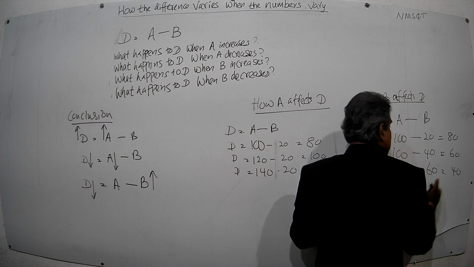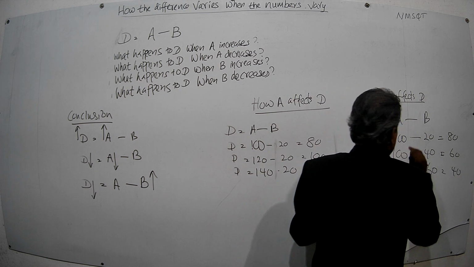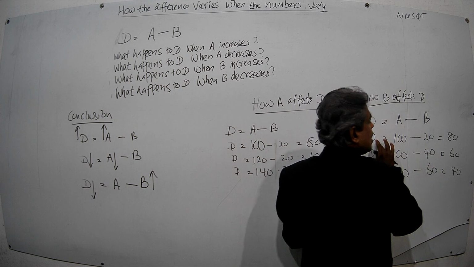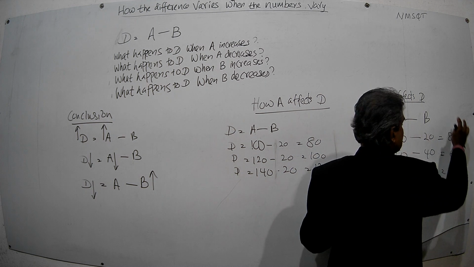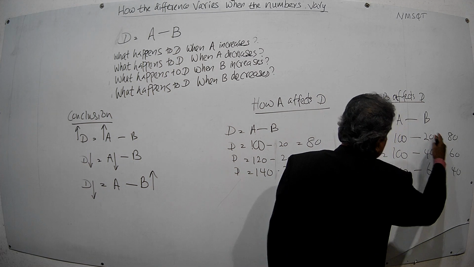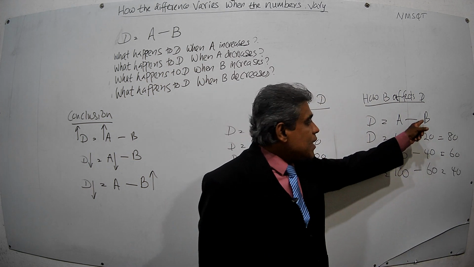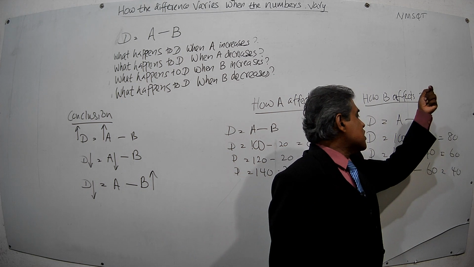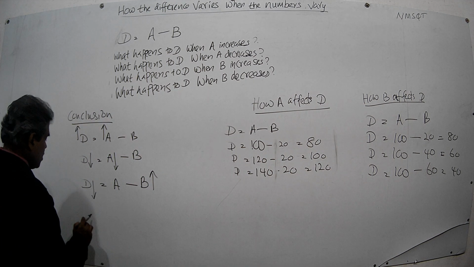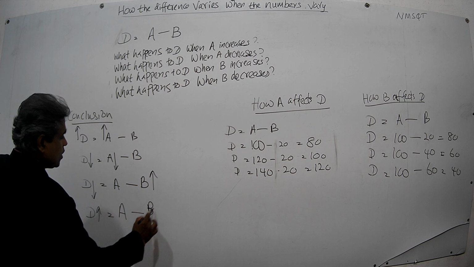When the value of B is further decreased to 40, what happened to D? D became 60. Then the value of B is further decreased to 20. What happened to the D value? The difference has increased to 80. Then you can very well understand that when B decreases from 60 to 20, the D value has increased from 40 to 80. So therefore, what we can say is when B decreases, D increases. Then we write: D increases, A minus B decreases.